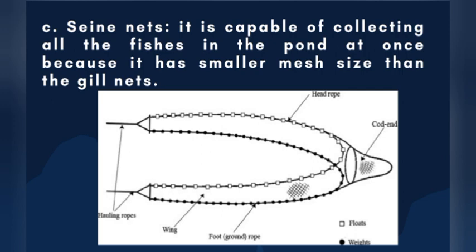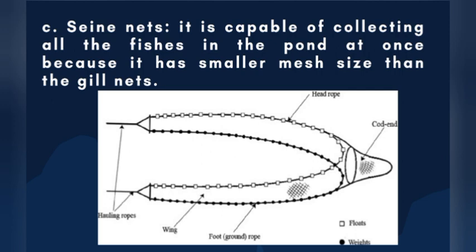Why? Because the size of the mesh is large, so the small fishes can still maneuver their way and get out of the gill net. But the bigger fishes will be trapped inside the gill net. So the major difference between the gill net and the seine net is that the gill net is used for harvesting big fish because the small fish can still escape through the mesh, while the seine net can be used for harvesting both small fish and large fish.